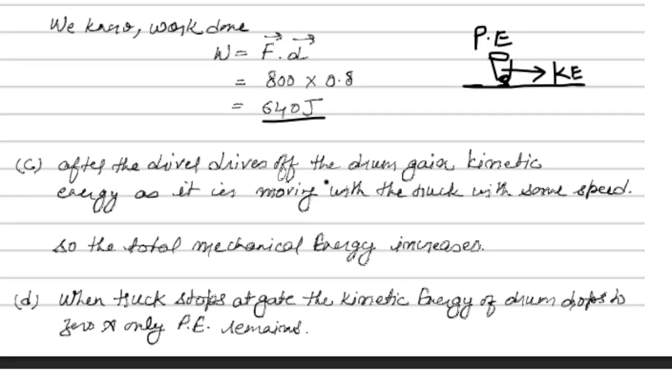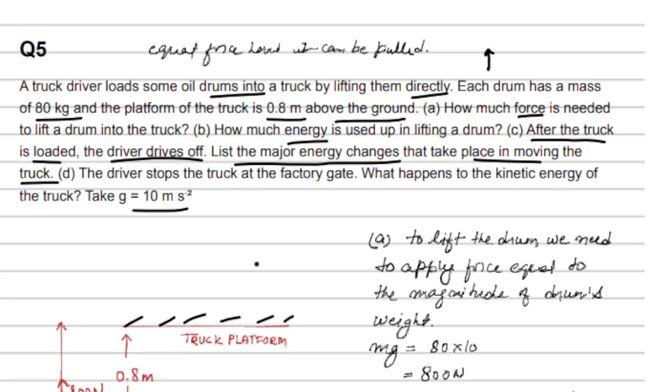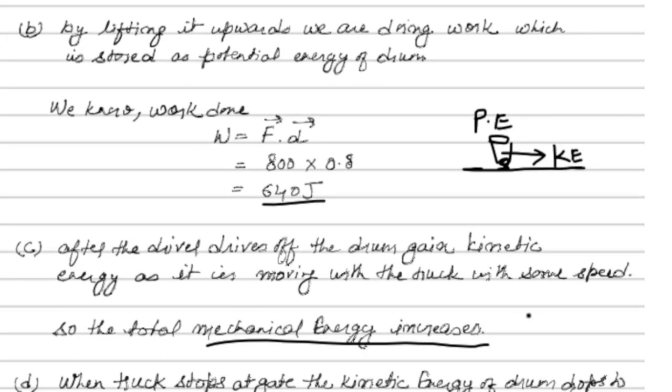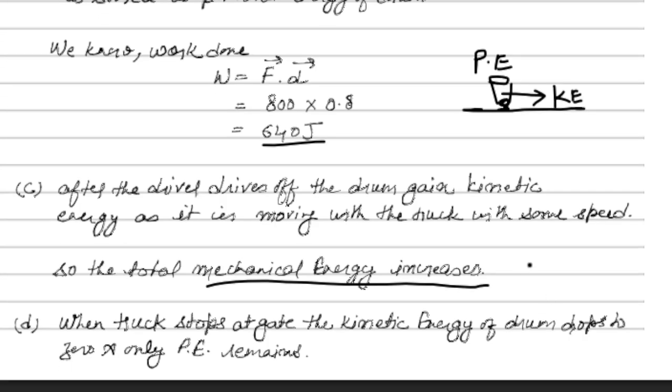And then when it starts moving, the kinetic energy comes into play. So after the driver drives off, the drum gains kinetic energy as it is moving with the truck at the same speed. So the total mechanical energy increases. Okay, what about this last part? The driver stops the truck at the factory gate. What happens to the kinetic energy of the truck? The kinetic energy has a simple formula of half mv square. If it stops, the v drops to zero, right? So half mv square, the v drops to zero, kinetic energy also becomes zero. So only the potential energy remains. So when the truck stops at the gate, the kinetic energy of the drum drops to zero, and only the potential energy remains, which it was having earlier.